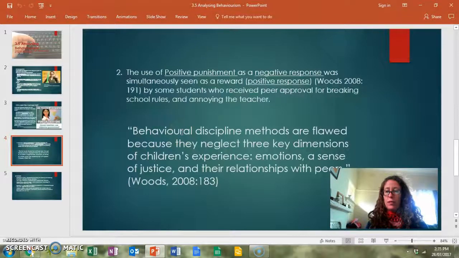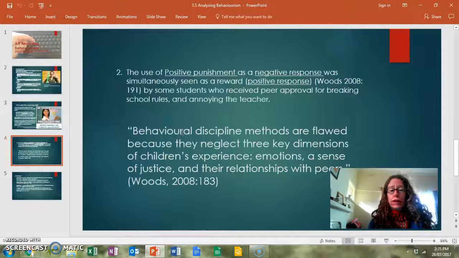What happened was the students who were getting the positive punishment, the slamming down of the ruler on the desk by the teacher, they just put all their energy into annoying the teacher until the teacher was going red in the face and getting really cross, because they were just repeating the behaviour and the conditioning was failing.